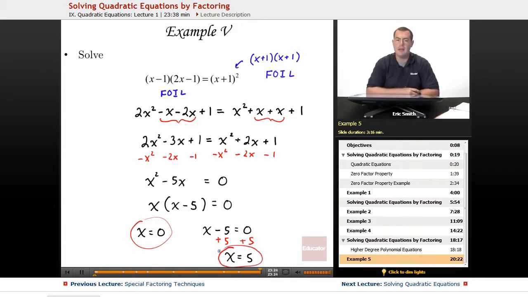Alright, not a bad process. So with some quadratics, you can factor them using many of the factoring techniques that you learned before. Remember to take each of those factors and set them equal to 0 so you can find your solutions.